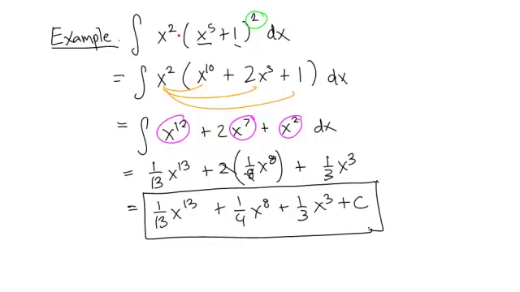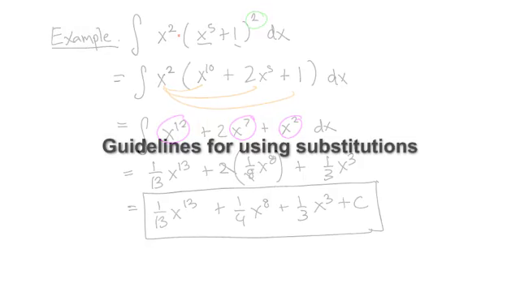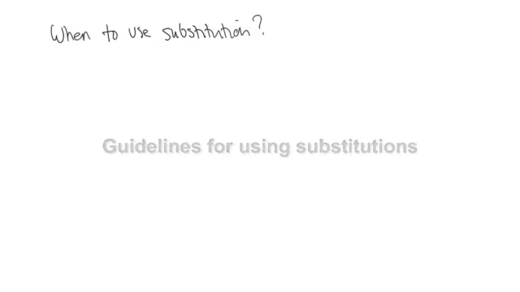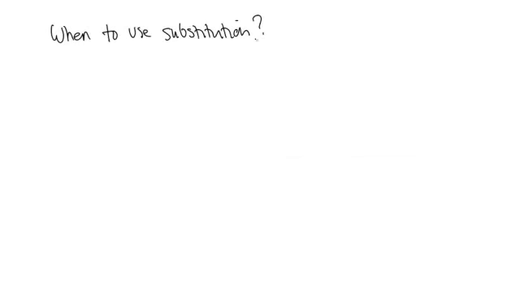So sometimes we want to use a substitution. Sometimes we just want to FOIL things out. This might be a time to give a good rule of thumb for when we want to use these two techniques. When should you use a substitution? I can give two basic guidelines.